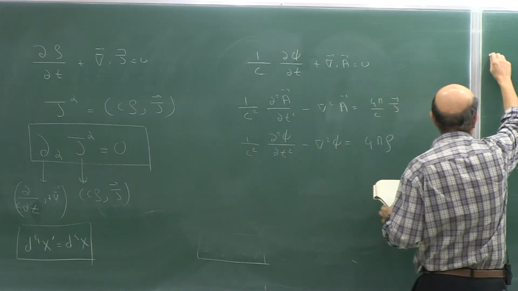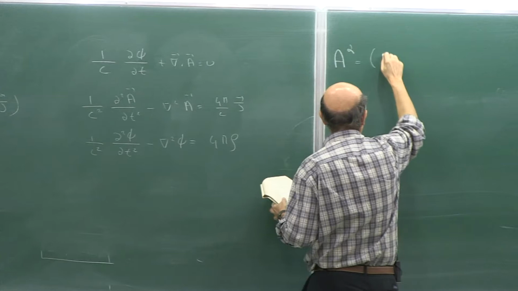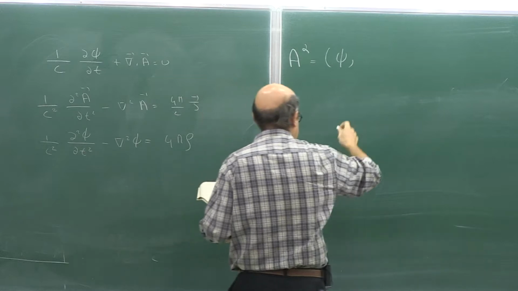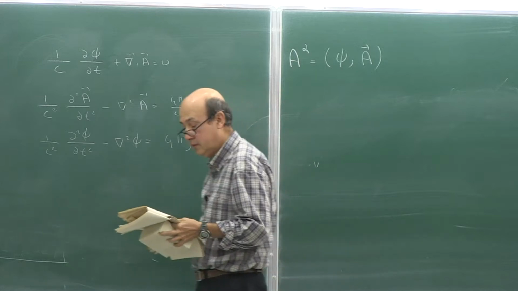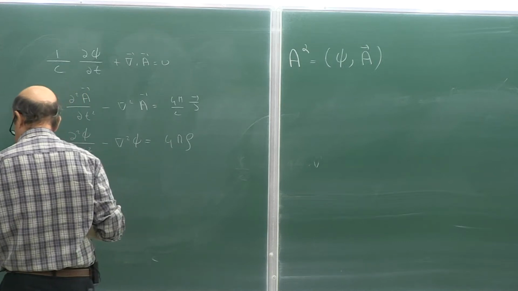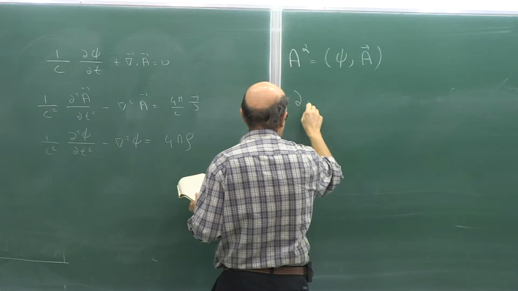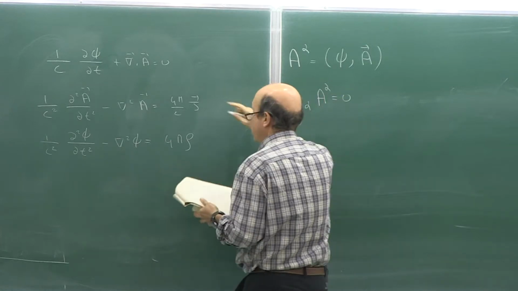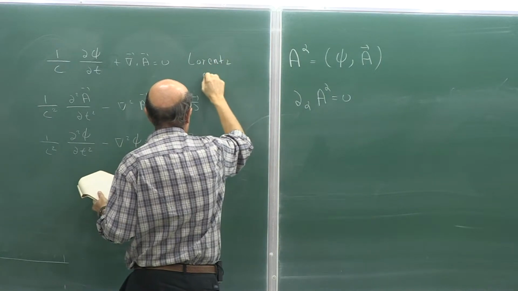You can write the 4-dimensional potential A alpha: the scalar potential corresponds to the time coordinate, and for the space coordinates, the ordinary vector potential which we know. If you write our vector potential in that form, you can automatically see that del alpha A alpha is nothing but the Lorentz condition. So let us call this the Lorentz condition.